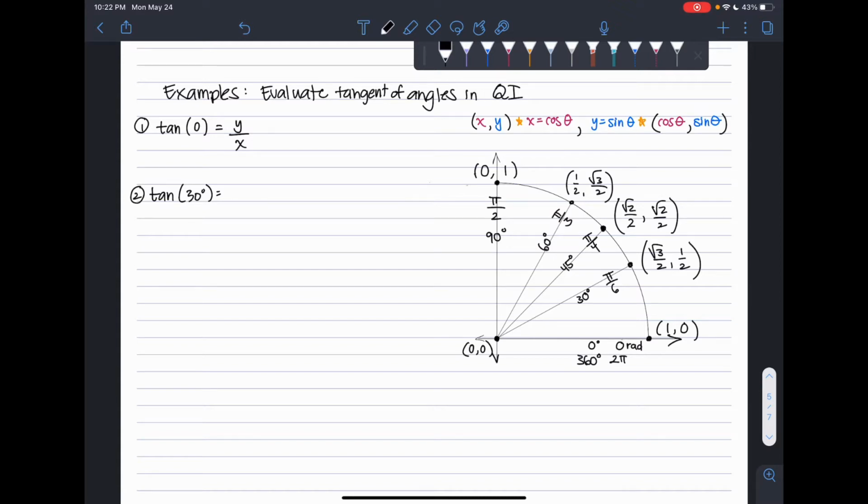So here, our y value is 0, and our x value is 1. So we get tangent of 0 radians equals 0 over 1, which if we simplify this, we get tangent of 0 is equal to 0. And that is our solution.